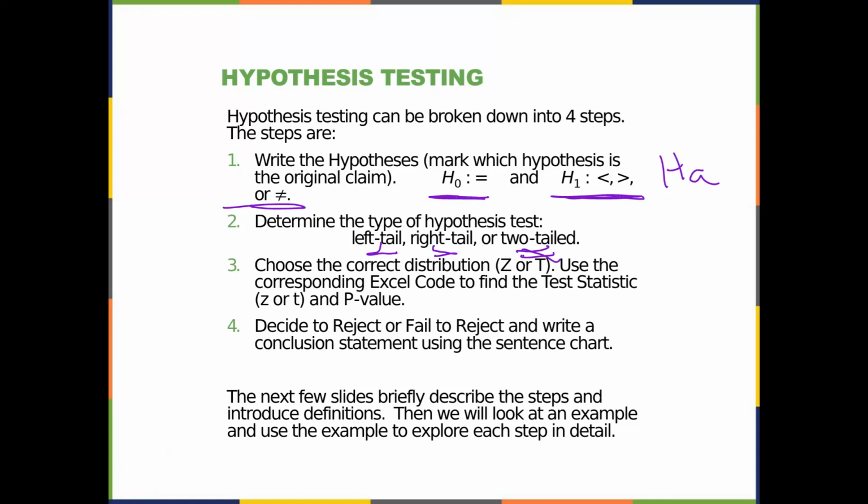Then you're going to choose the correct distribution, which will either be Z, which is the normal distribution we've talked about, or T, which is the Student's t distribution we learned about last class. Use the corresponding Excel code to find the test statistic and p-value, which we will look at together shortly. And then you're going to make a decision about whether you reject or fail to reject your null hypothesis based off of what you see in step 3. We'll go into that in a little more depth in a moment.